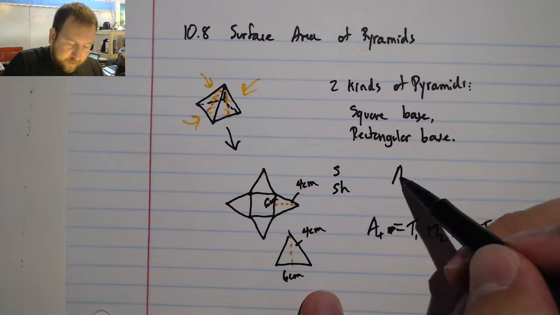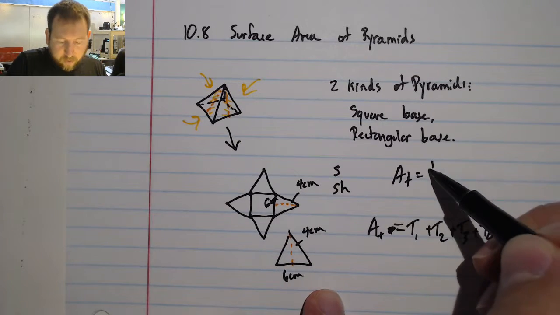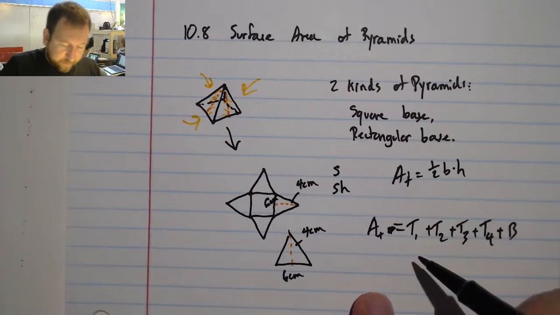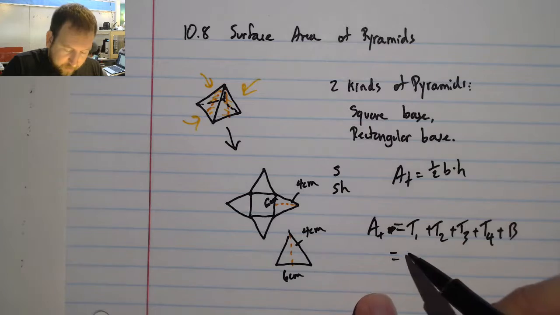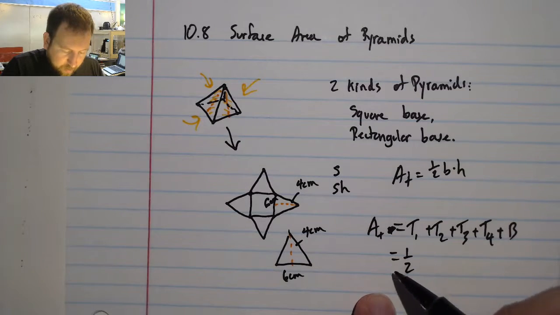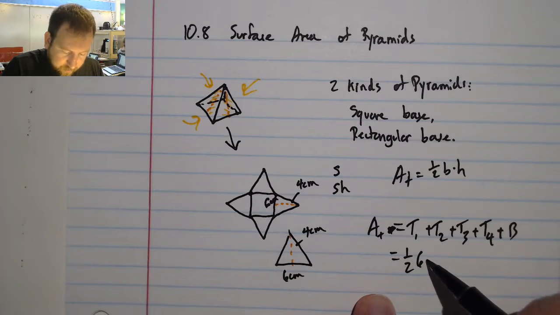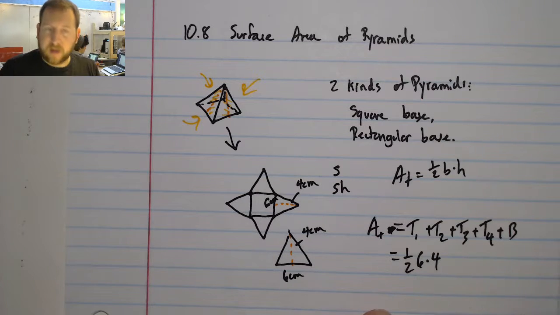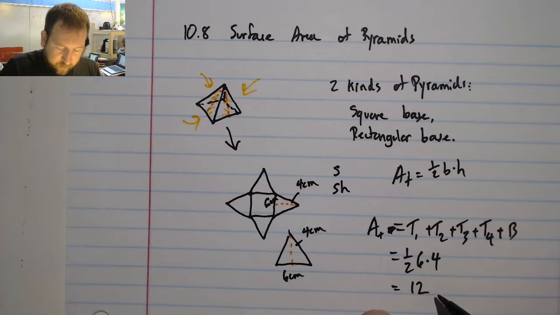And my area of a triangle, recall, is 1/2 base times height, which is going to work out pretty easily for me. So my triangle 1 is going to be 1/2 base, 6 centimeters, times 4. 6 times 4 is 24, times 1/2 is going to be equal to 12. Well, if 1 is equal to 12, they're all equal to 12.